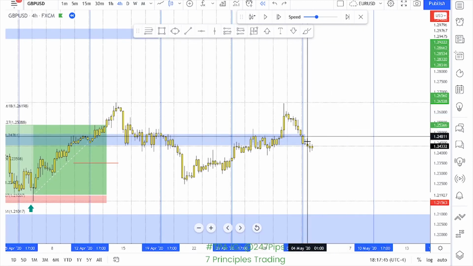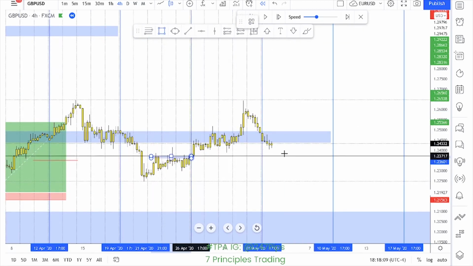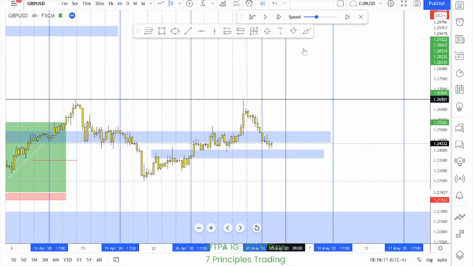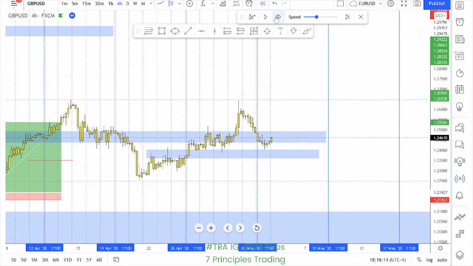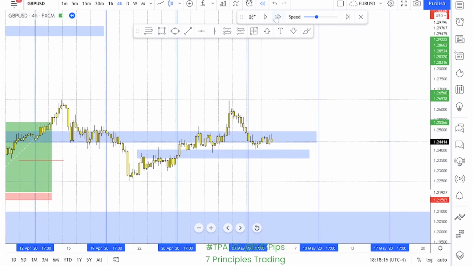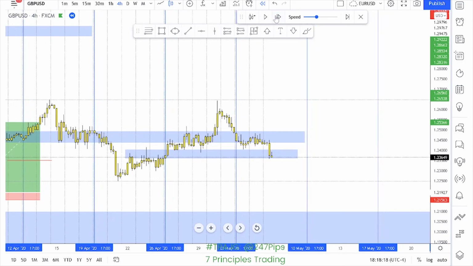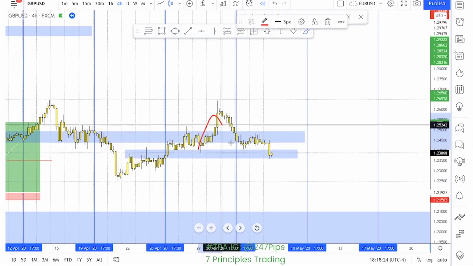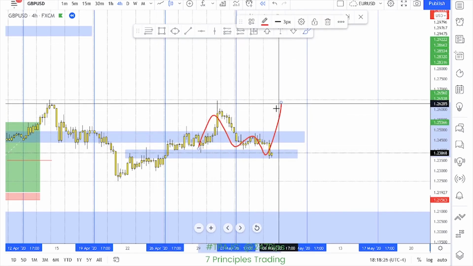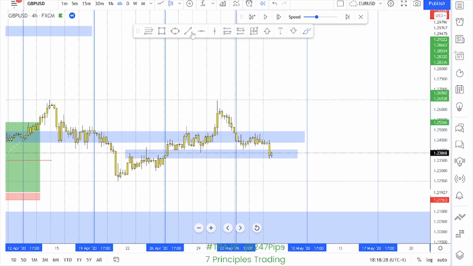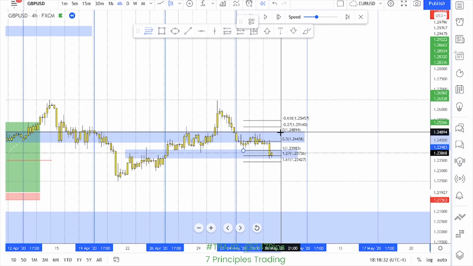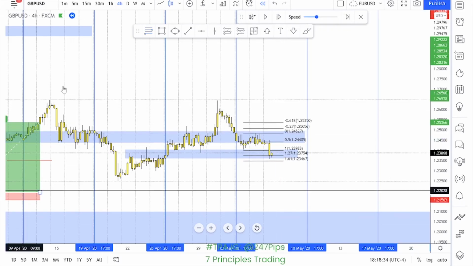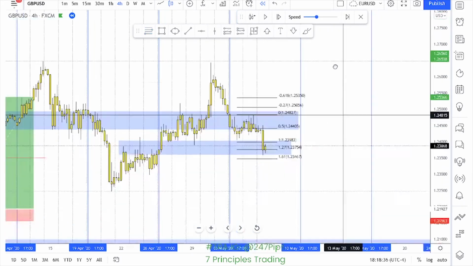Okay, wait a second. So we have this area that we can put in as somewhat of a support. Okay, wait a second. So here is something kind of interesting where we have this as the structure. We can be pulling up to go back to the upside. Let's see if our fib gives us anything to work with. We're currently at the 127.